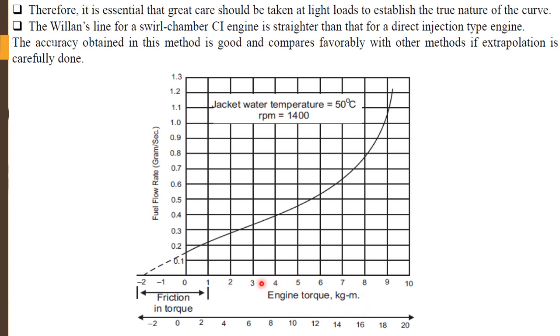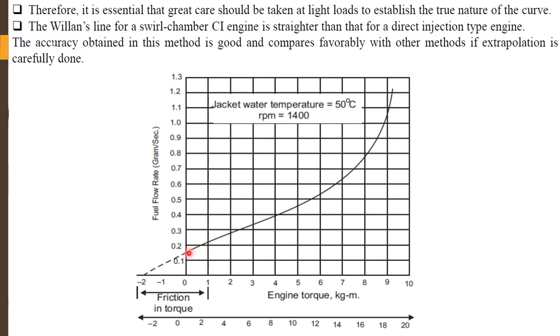Here you can see the graph: on the x-axis either the brake power or engine torque is available, and on the y-axis the fuel flow rate in grams per second. Here the engine speed is 1400 rpm, the jacket water temperature is 50 degrees Celsius, and you can see this is the graph.